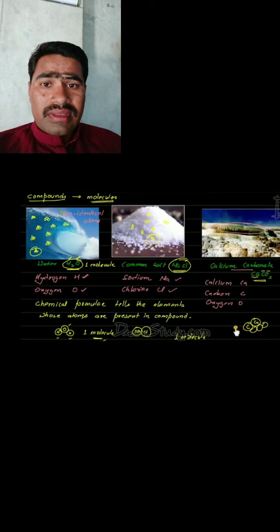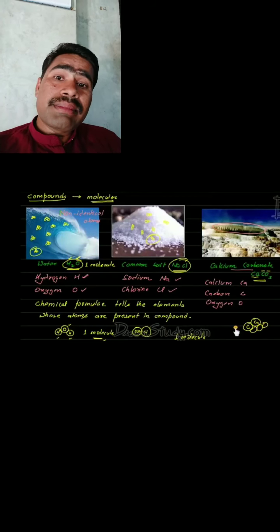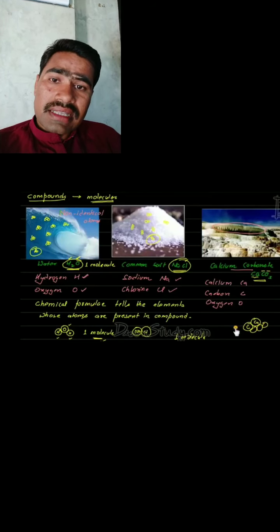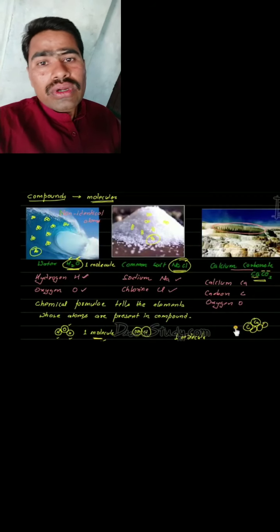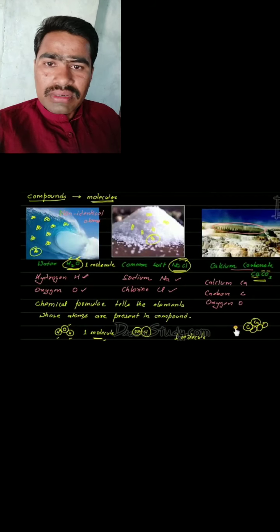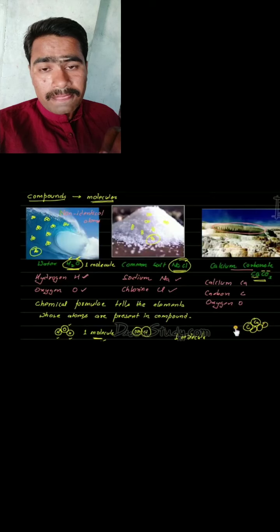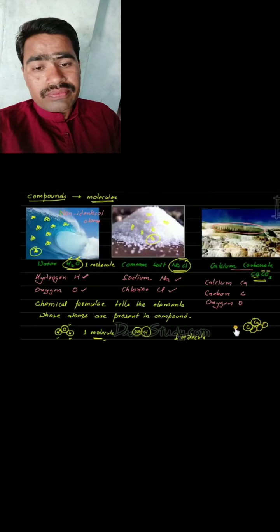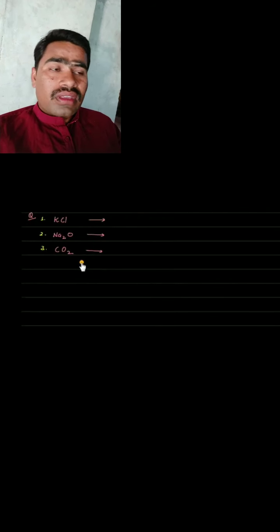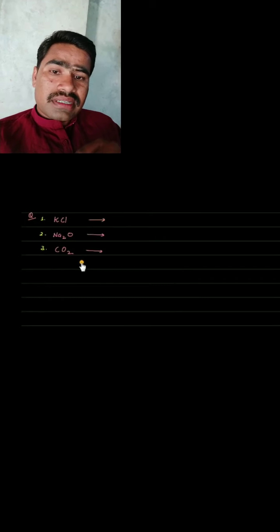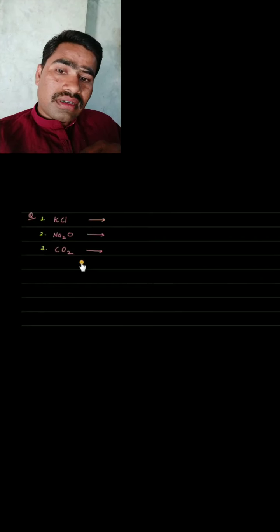Now these chemical formulas we are going to use in chemical reactions. When we write the chemical reactions, we are going to use these chemical formulas. So we are going to study this. Here are some examples. Let me first of all do some questions.